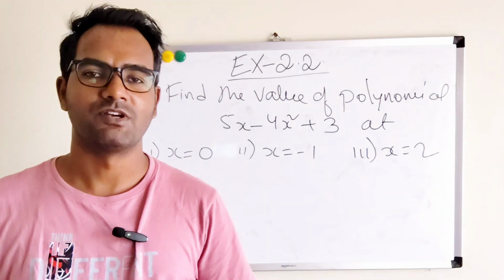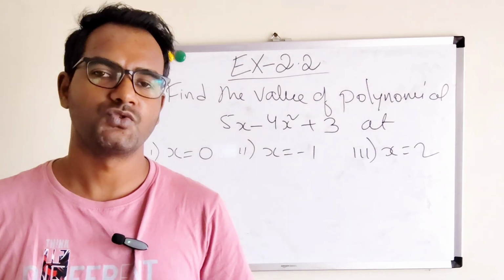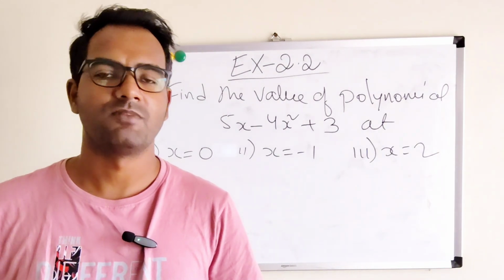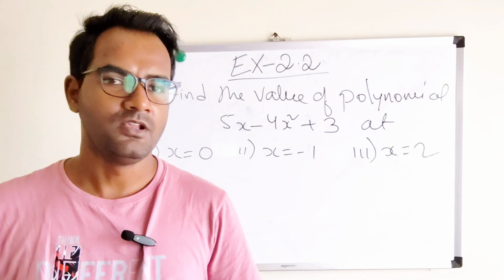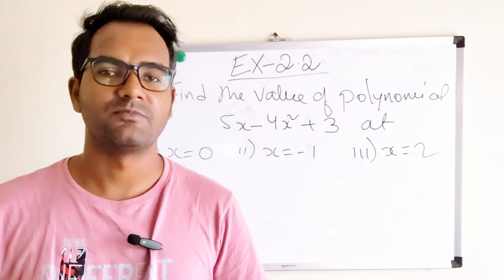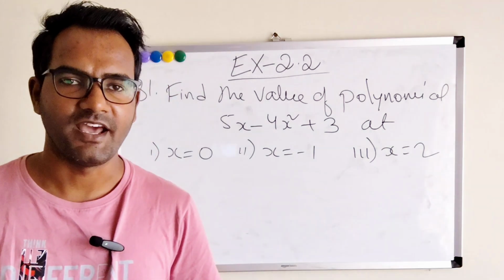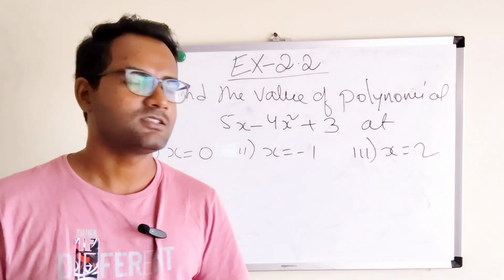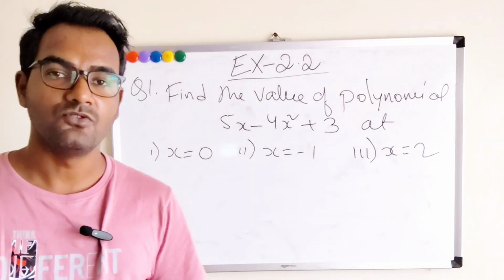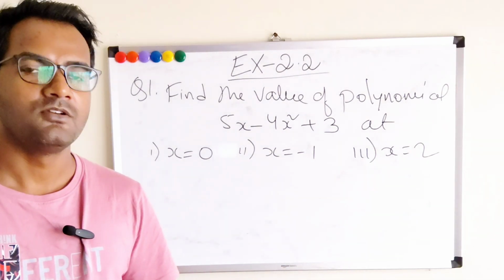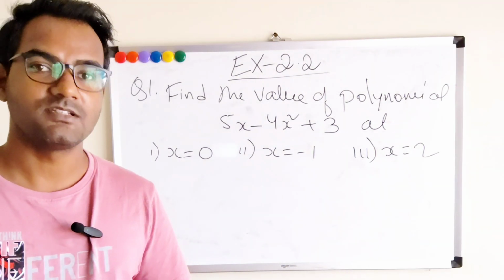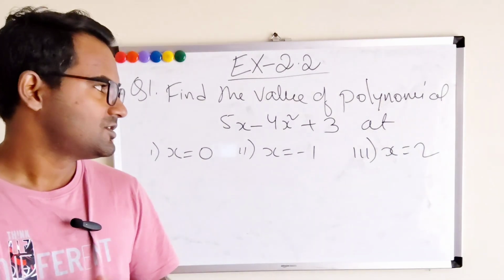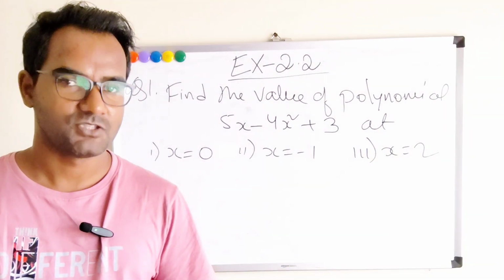So now you are going to learn exercise 2.2, and in the previous video you have studied exercise 2.1, and we are dealing with mathematics of class 9. As you can see the question on the board, it says find the value of the given polynomial. What is the given polynomial here? It is 5x minus 4x squared plus 3.